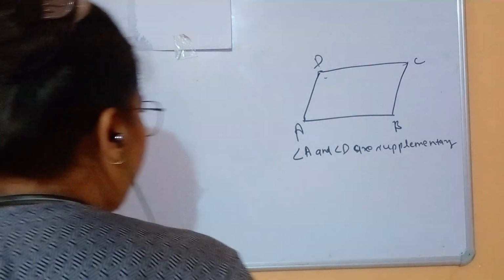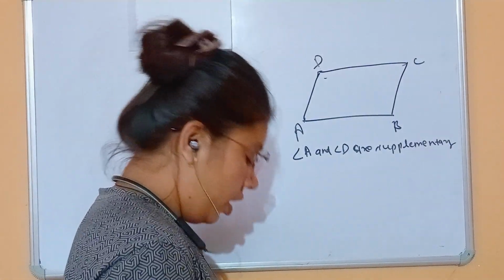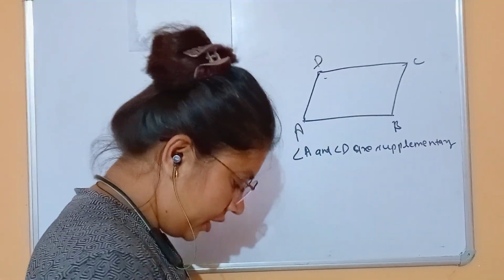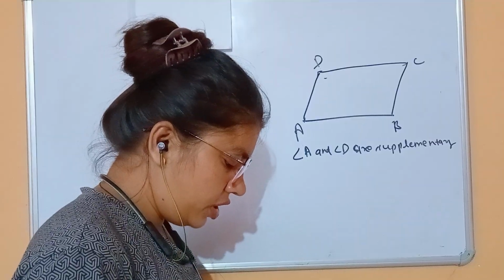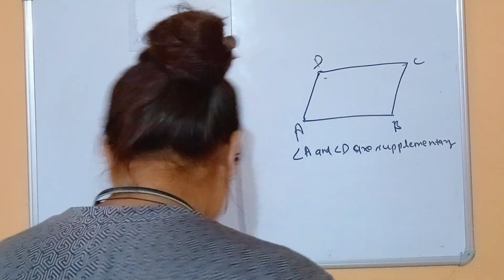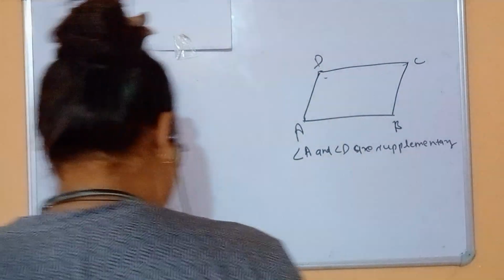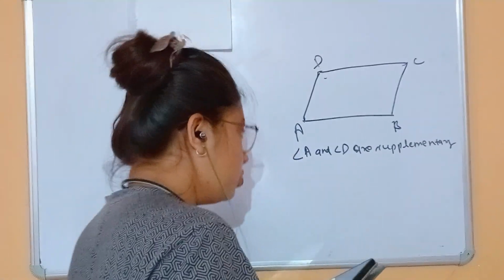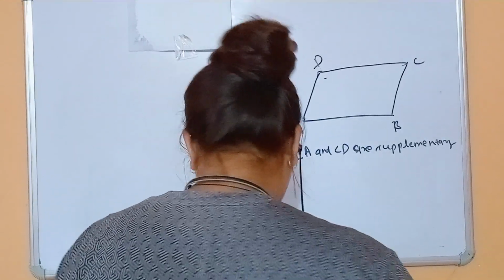So here we understand the property of a parallelogram. After the third example, we discussed the fourth example in one short video. Now we understand the property of parallelogram. It says angle A and angle D are supplementary.